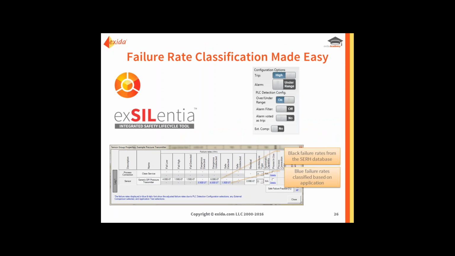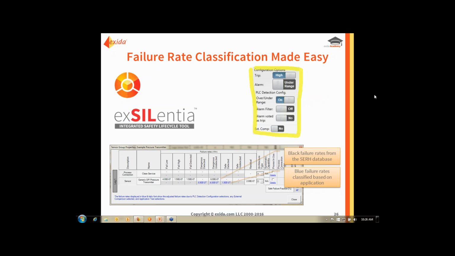Those configuration options that I mentioned: is the trip high or low? Is your alarm setting over range or under range? Do you drive your outputs low or do you drive your outputs high? Can your PLC detect over range, under range signals? Do you have a filter on alarms or a trip delay? Do you consider all unhealthy transmitter signals as a request for trip? Yes or no? Those items are simple selections in the exSILentia software, and based on that, the failure rates are classified.